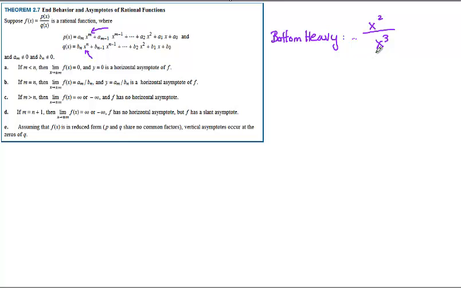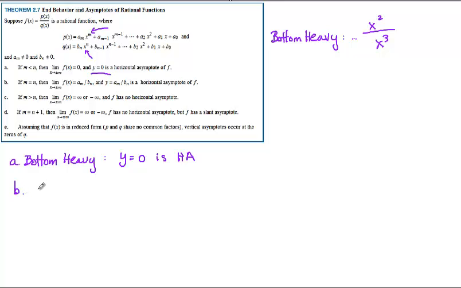Then what they say here is that the denominator kind of determines what happens to this function in the end. In which case, if it's a bottom-heavy function, that means y equals 0 is your horizontal asymptote, because the bottom overtakes this function in the end, or in the tails, if you will.